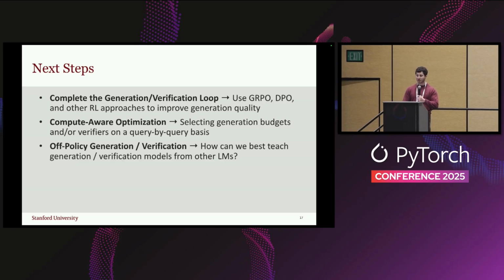So how you can be thoughtful about how you select the generation budget and select the verifier budget for these different tasks, because it's not the same across tasks. Some tasks need more generations, some need more compute spent on verification, so that can be a tricky trade-off to straddle. And then finally, we're interested to see all sorts of different approaches for off-policy generation and verification.